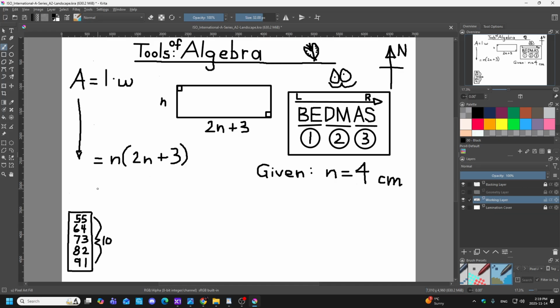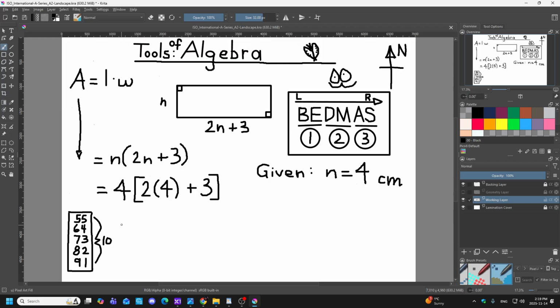So now all we need to do is substitute. 4 multiplied by, I'm going to use a square bracket because I visually can see myself using a parenthesis, substituting 4 again, plus 3, and closing it with my square bracket. I do this for personal organization, and it's nice and clean too.